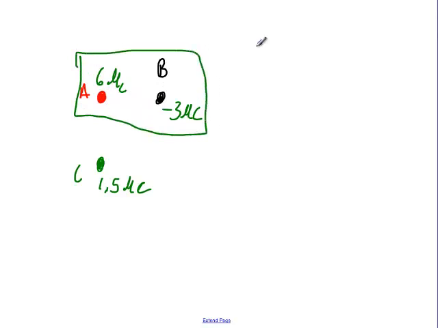So we want the force on A from B, and so we say, okay, force on A from B is equal to Q1 times Q2 over R squared times K. Well, we know Q1 and we know Q2, and we need R. So the distance between our two charges here is 4 centimeters. So this distance right here, 4 centimeters.